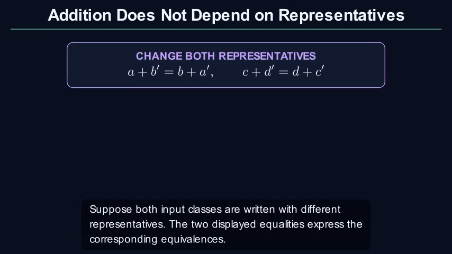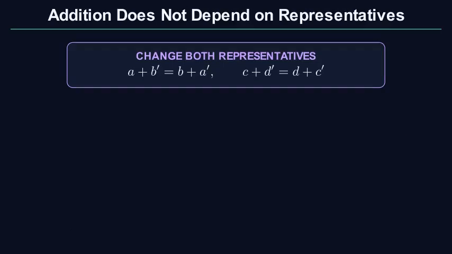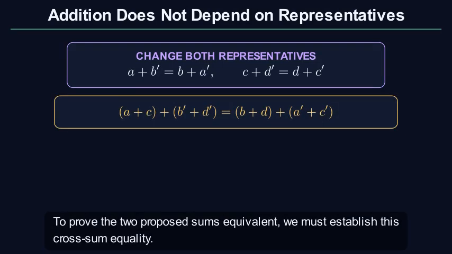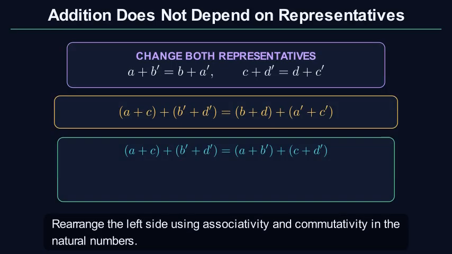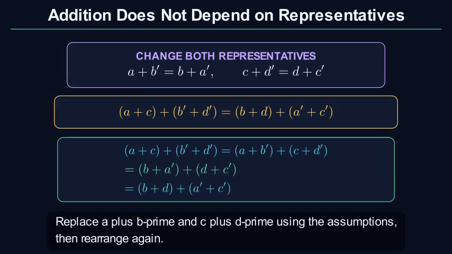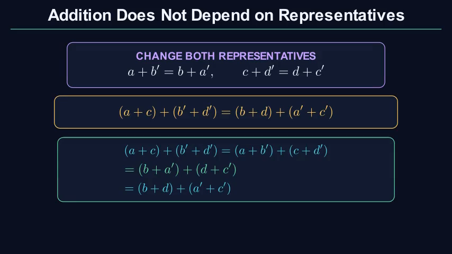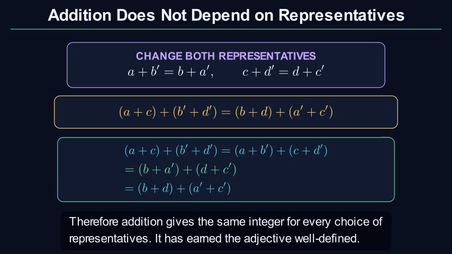Suppose both input classes are written with different representatives. The two displayed equalities express the corresponding equivalences. To prove the two proposed sums equivalent, we must establish this cross-sum equality. Rearrange the left side using associativity and commutativity in the natural numbers. Replace a plus b prime and c plus d prime using the assumptions, then rearrange again. Therefore addition gives the same integer for every choice of representatives. It has earned the adjective well-defined.